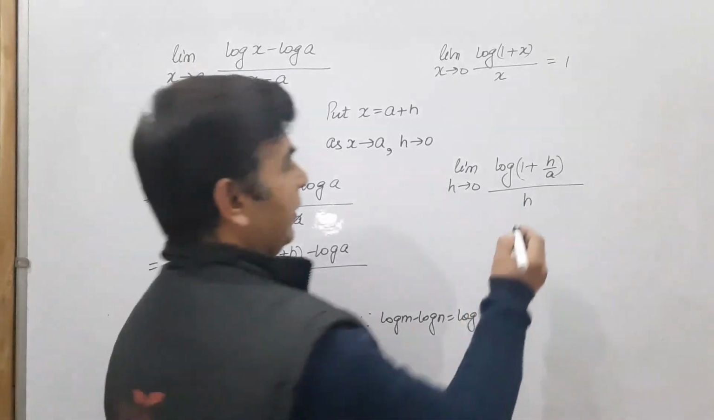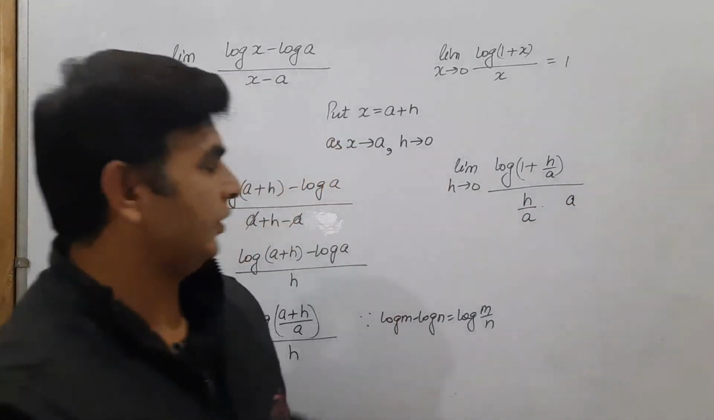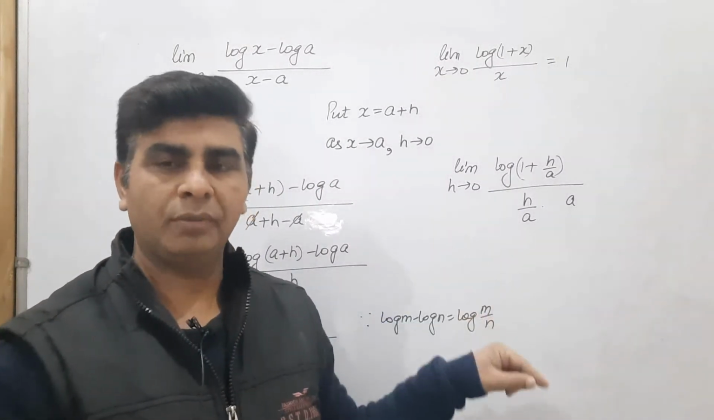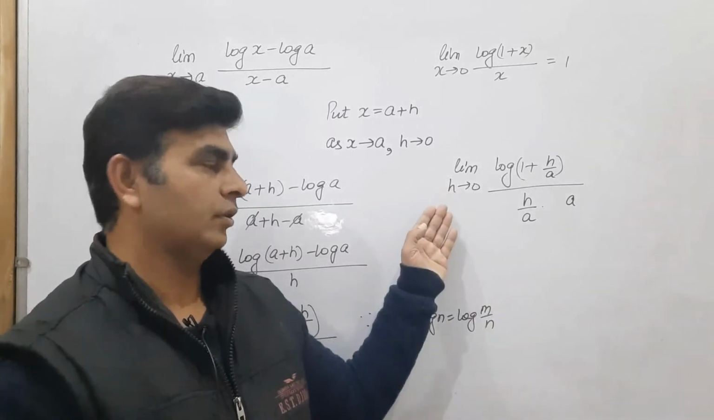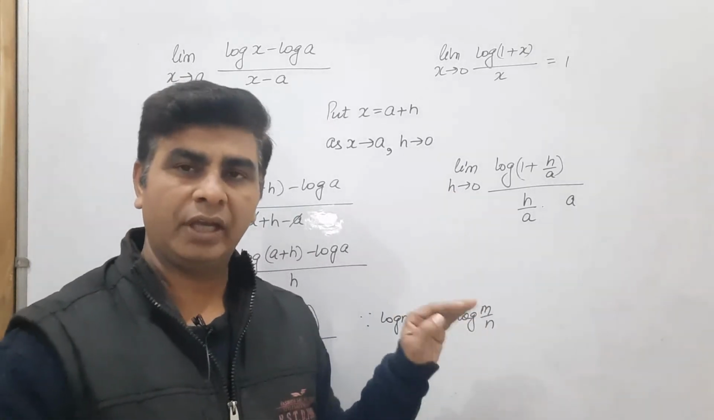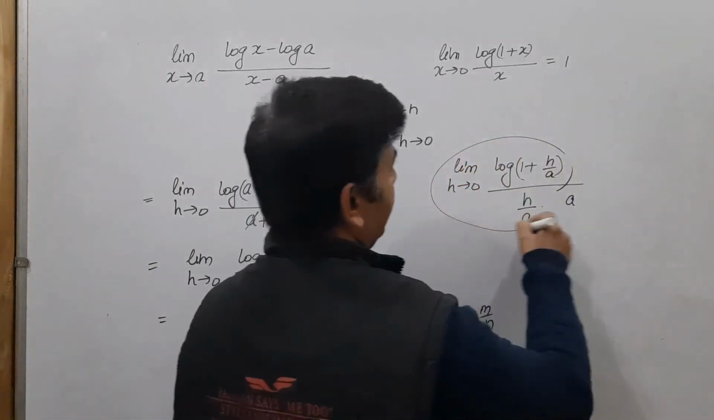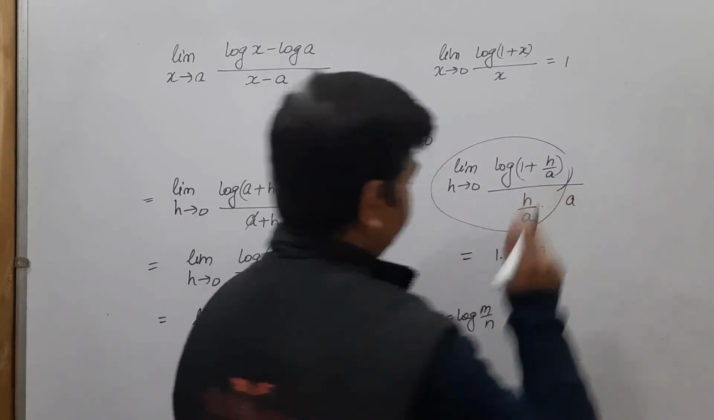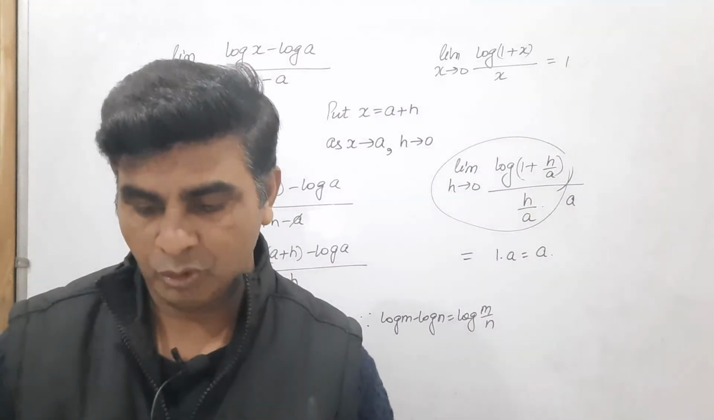So let me divide by a and multiply by a. Let's see, if h is approaching to 0 then h by a will surely approach to 0, क्योंकि a हमारी constant quantity है, और अगर h 0 को approach करेगा तो h upon a भी 0 को approach करेगा. So in this way this complete quantity will be equal to 1, and the answer is 1 into a, which will be equal to a. So the solution of this question is small a.